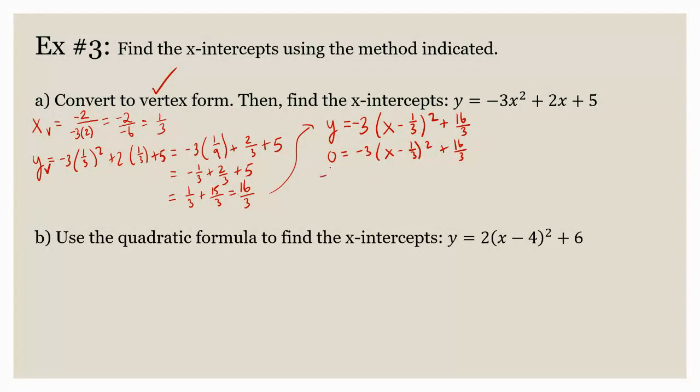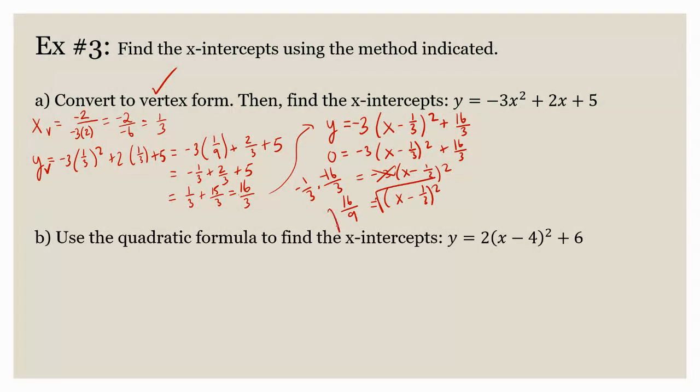And then minus 16/3. Divide by negative 3 or multiply by negative 1/3. Right, that's going to make this go away. So that's 16 over 9 equals x minus 1/3 squared.